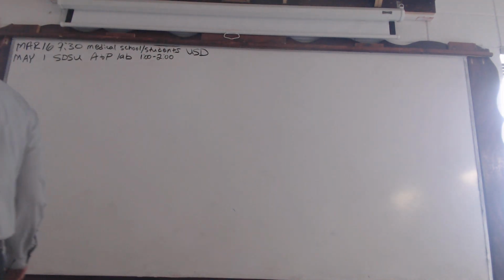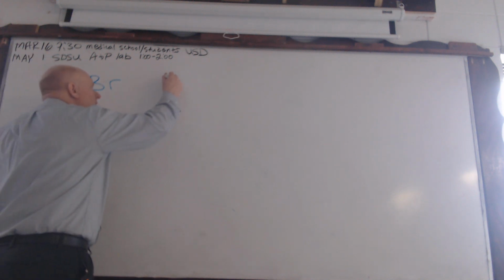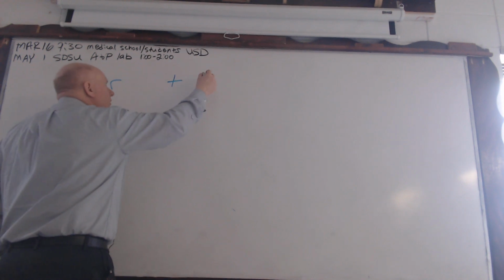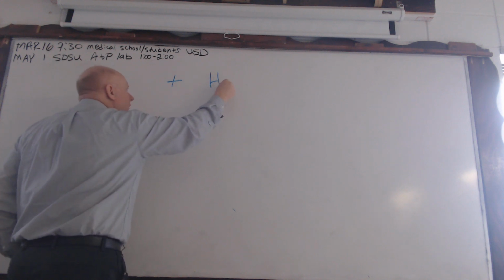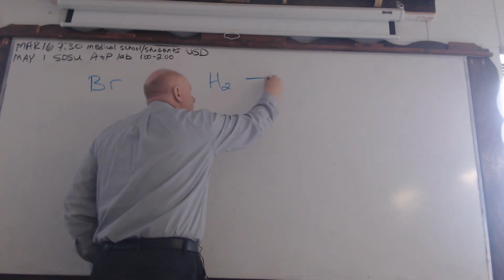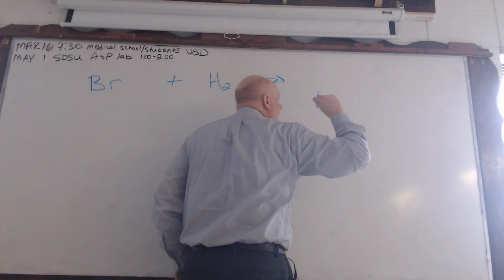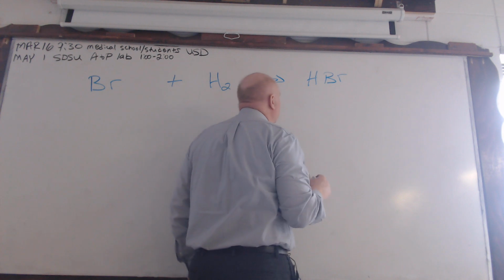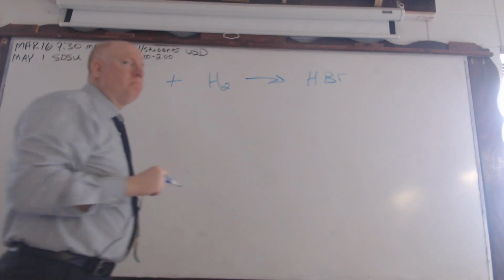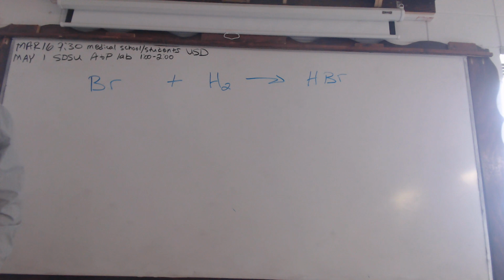It says bromine. So what do we write down for that? It says it reacts with hydrogen. So what do we want for hydrogen? And then yields what? Hydrogen bromide, correct? Is that it?